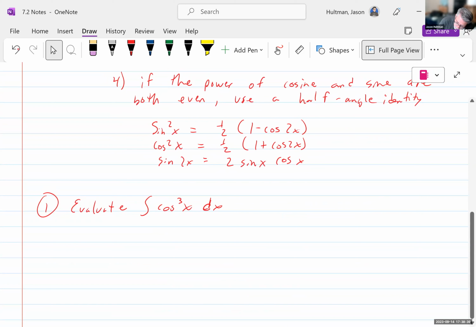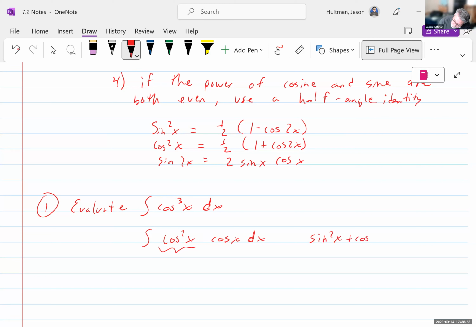So what does it mean to break off? Well, I'm just going to factor off a cosine here. This becomes cosine squared x cosine x dx. Then turn the remaining cosines into sines using the Pythagorean identity, sine squared x plus cosine squared x equals 1. If I subtract sine squared x from both sides, I get cosine squared x equals 1 minus sine squared x. So I'm going to change this to 1 minus sine squared x times cosine x dx.